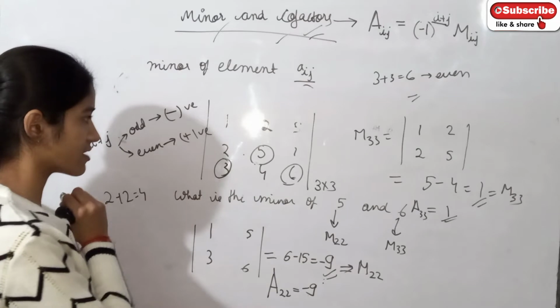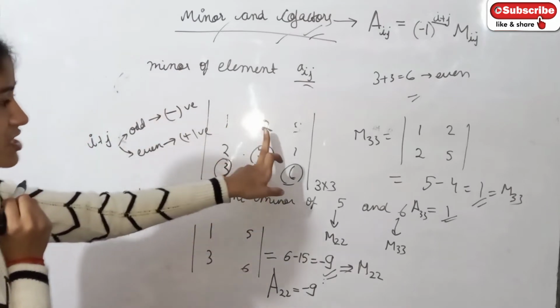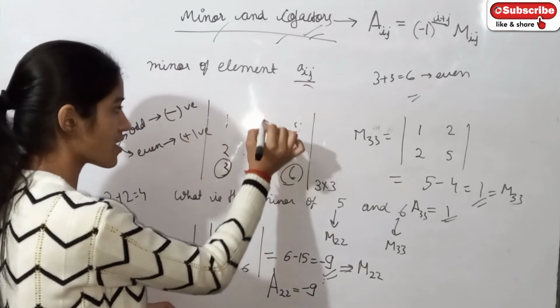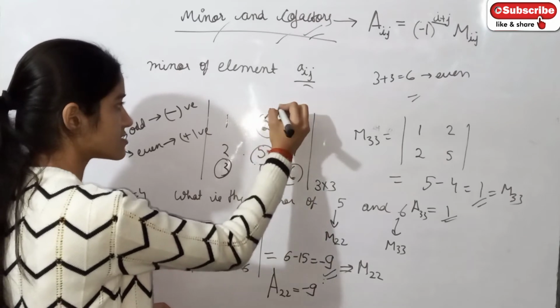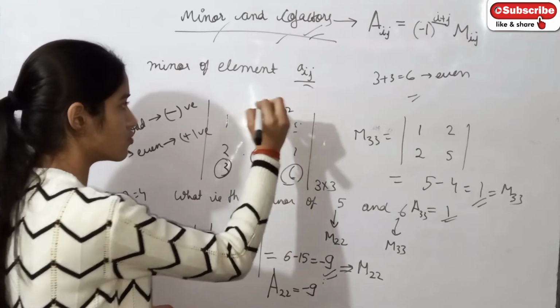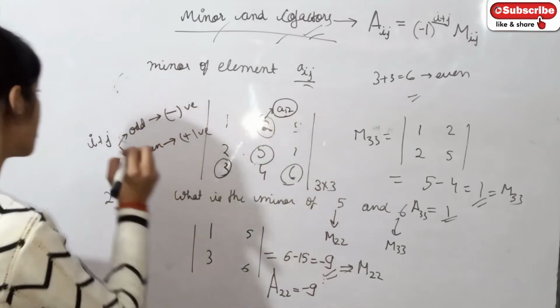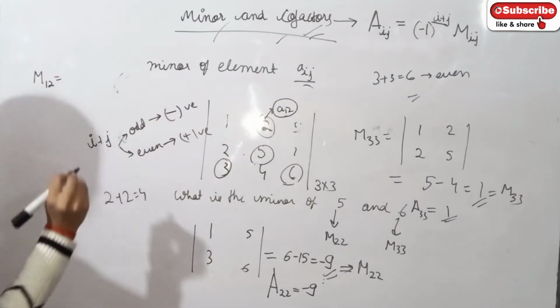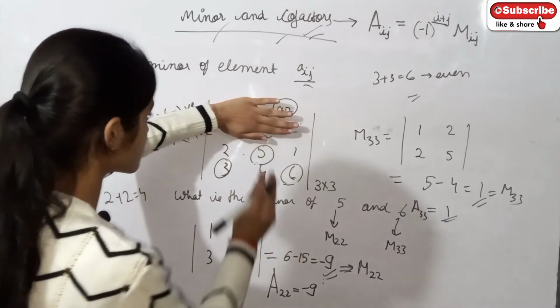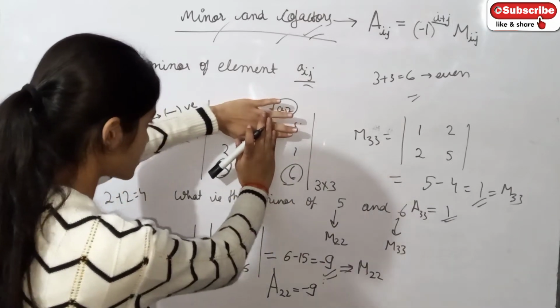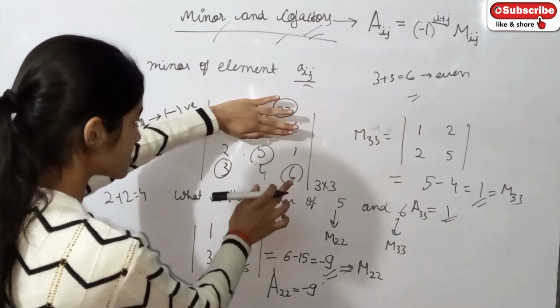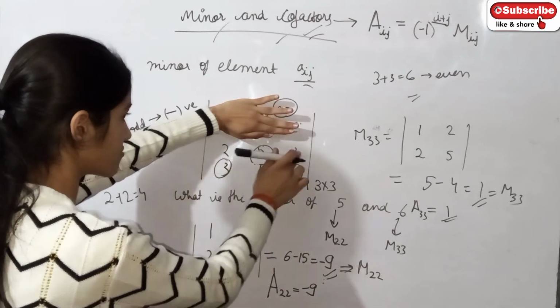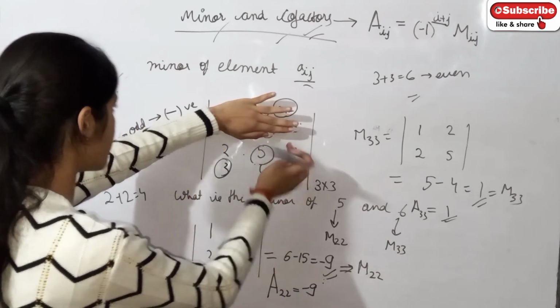Suppose we have to find the minor of A12. A12 means first row and second column, and we have to find this minor. So what is the minor of A12? Deleting the first row and second column, we get the determinant 2 3 1 6. Solving this, 2 sixes are 12 and 3 ones are 3. Then 12 minus 3, we get 9.